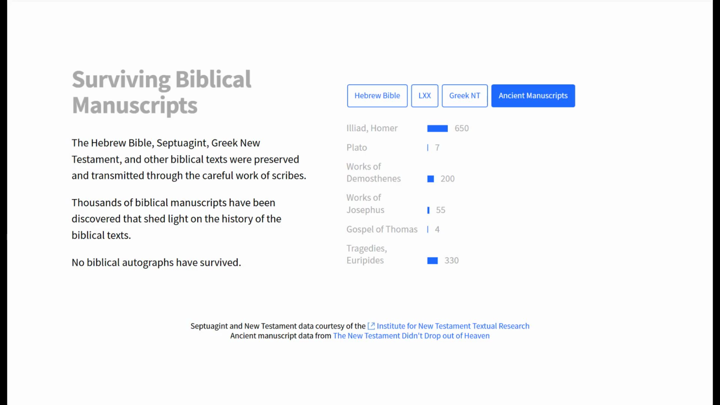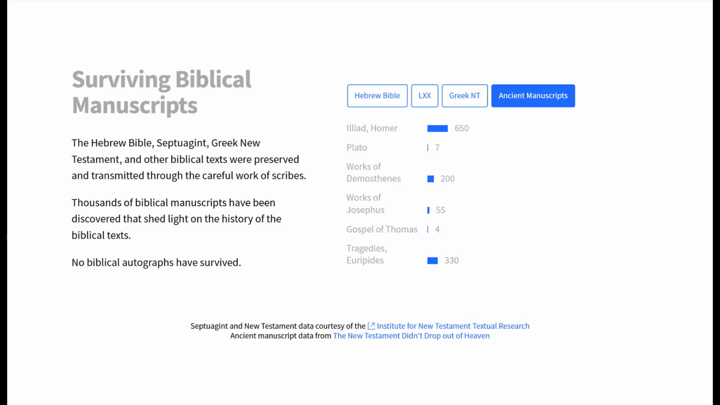The works of Demosthenes, we got about 200 copies of his. The works of Josephus, you've heard me mention him in church before, right? Josephus, one of the most famous historians of the ancient world. Well, a lot of our understanding of ancient Rome comes from him. 55 copies. That's it. 55 copies, right? The Gospel of Thomas, anybody ever heard of that? Right, the Gnostic Gospel of Thomas. Guess how many copies? 4. 4 copies. That's it. 4 portions of copies, right?